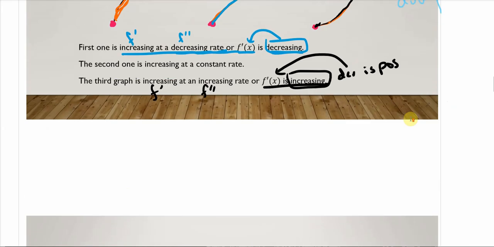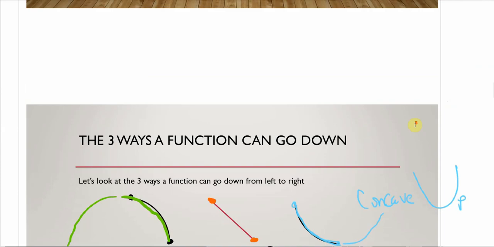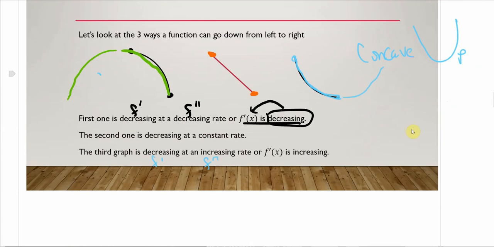So let's go back up to this one here. This one here, we're going to say that it's concave. And I'm hoping that you're thinking that's concave down. Well, this one here is going to form part of a U. So this is concave up, and this one is concave down. Okay? So this one is concave down, and this is concave up.